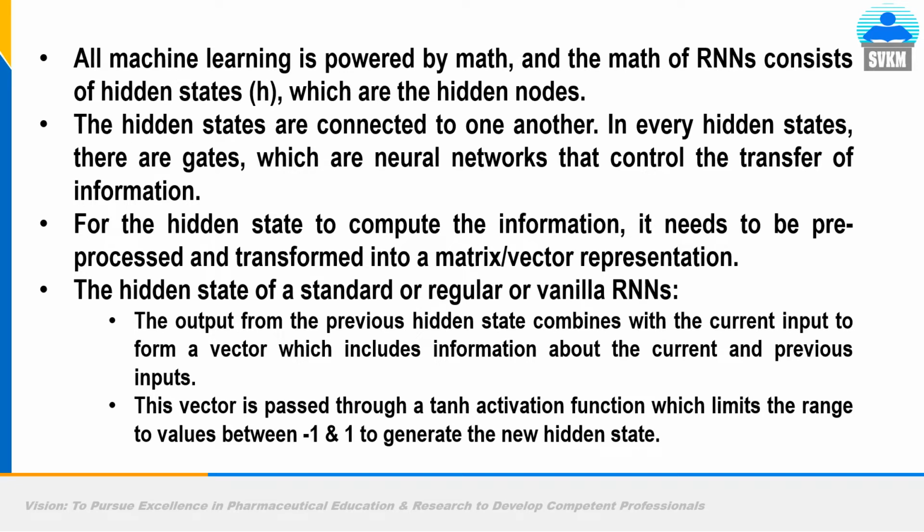For the hidden state to compute the information, it needs to be pre-processed and transformed into a matrix or vector representation. The hidden state of a standard or regular or vanilla RNN consists of the output from the previous hidden state, which combine with the current input to form a vector, which includes information about the current and previous inputs only, not the earlier than that one. This vector is passed through a tanh activation function, which limits the range of values between -1 to 1 and to generate the new hidden state.